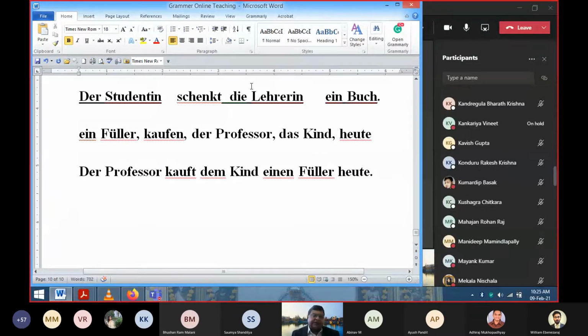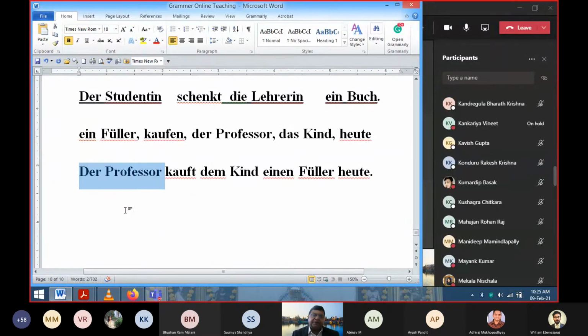So now the sentence is coming like this. Der Professor kauft dem Kind einen Füller heute. The Professor is buying a pen for the child today. This is the meaning. So der Professor is the subject. Kaufen, it should be kauft because it's a third person singular subject. So the T ending should be there.